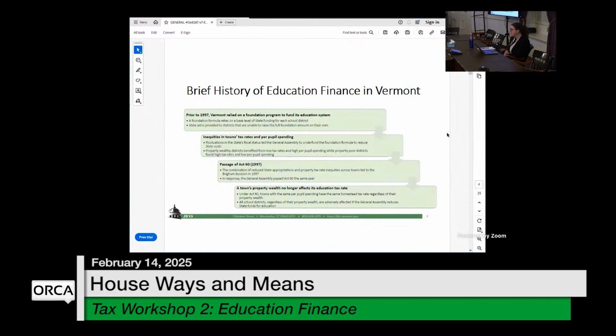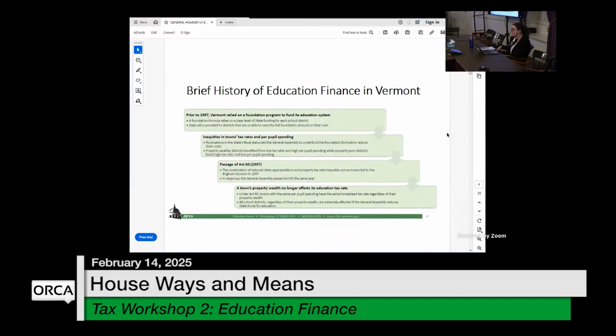So a brief history. I know that the words are really small. These slides are also posted on the Ways and Means Committee page on the sidebar next to the links, and really are meant to be more of a resource if you are to go back and look at the slides later on. But just thinking about, over the past, however many, 20 or so years, how have we gotten to where ed finance is currently in Vermont.